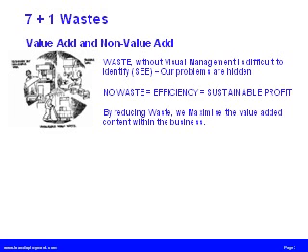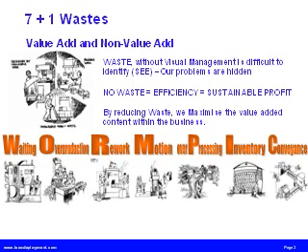The 7 wastes are waiting, overproduction, rework, motion, overprocessing, inventory and conveyance. And the additional waste that was added was talent or resource. For more detail on each of these, please refer to the 7+1 waste presentation.